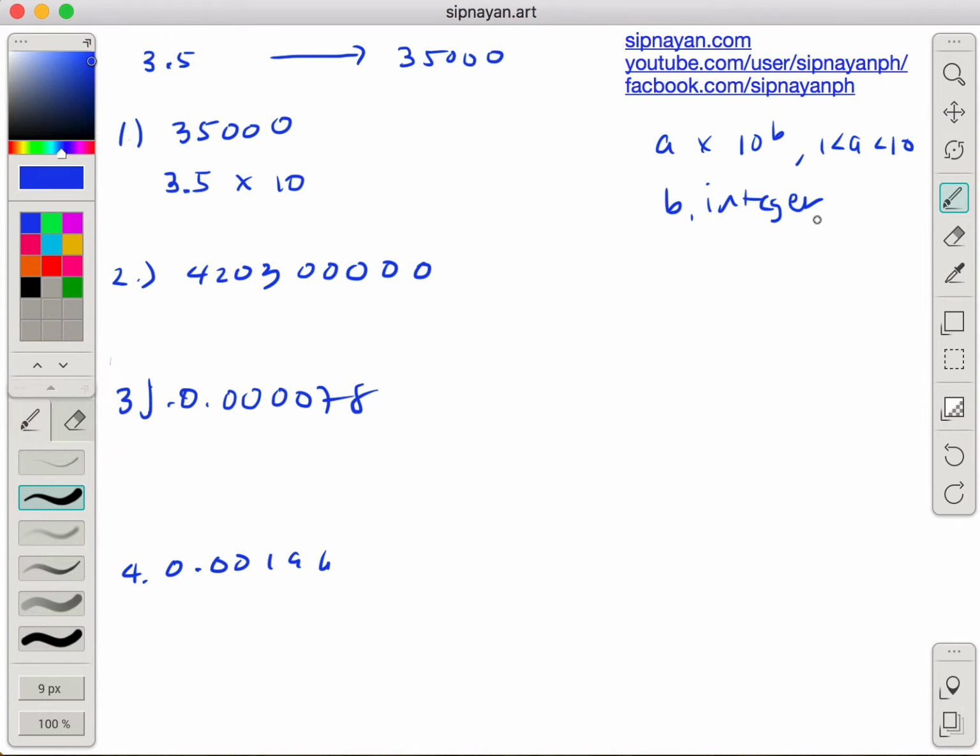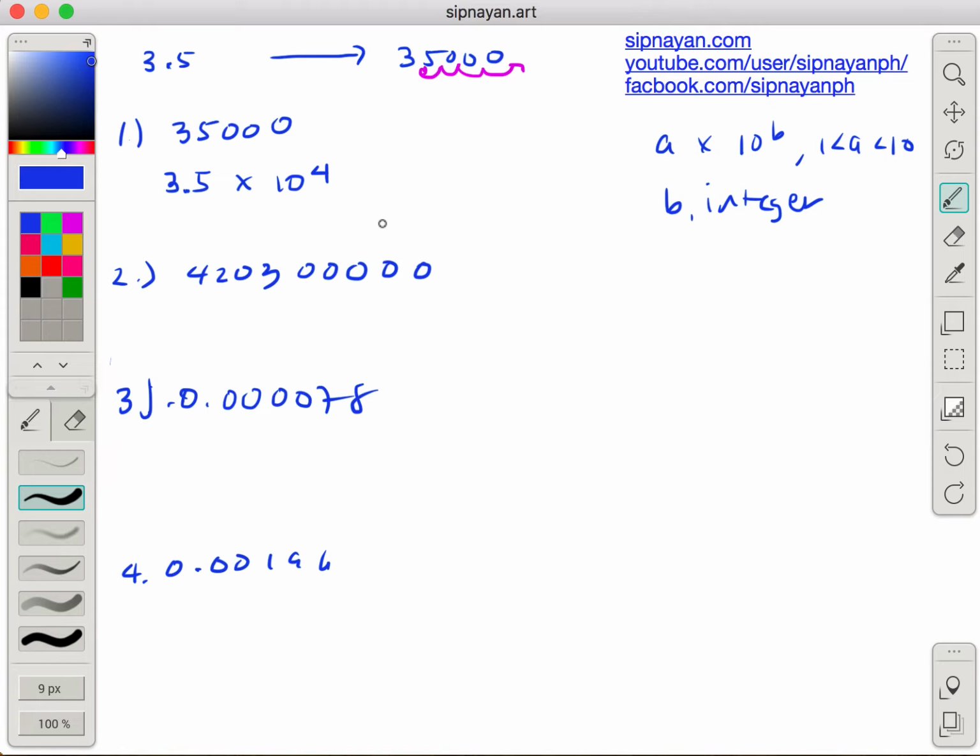So from 3.5, ito yung original natin, di ba? Tapos pupunta tayo ng 35,000. So mag-move tayo ng ilang decimal points. 1, 2, 3, 4. Pinalaki, movement to the right, ibig sabihin, ang power natin ay positive. So 4.